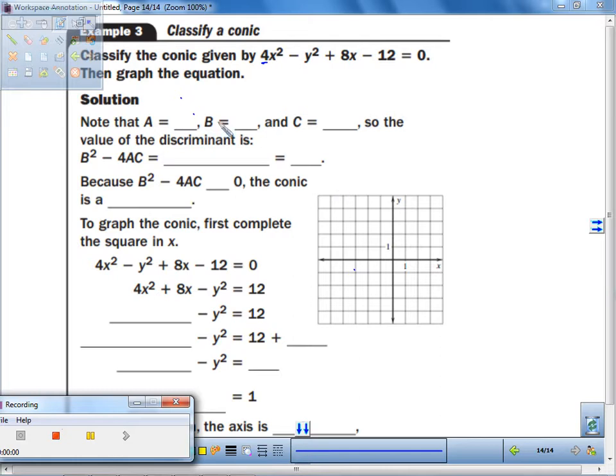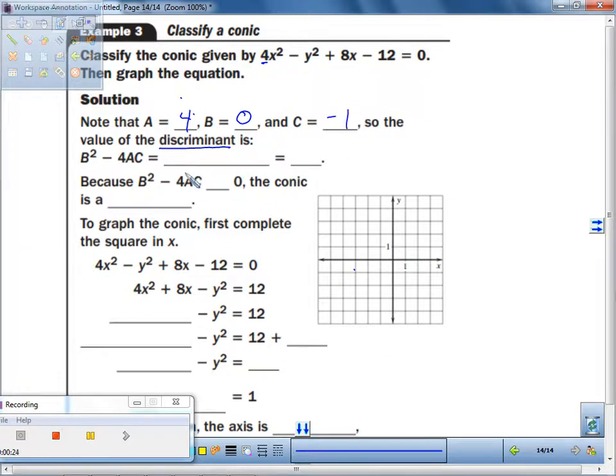Here we're classifying this conic. To do that, we're going to take 4. That's our a value. A is whatever's with x squared. B is whatever's with xy. We have no xy, so that's 0. And C is whatever's in front of the y squared. So that's going to be -1.